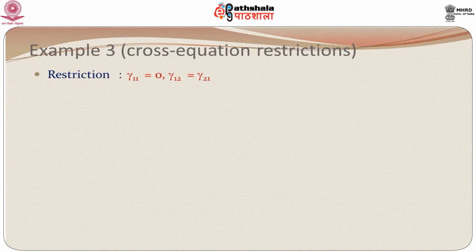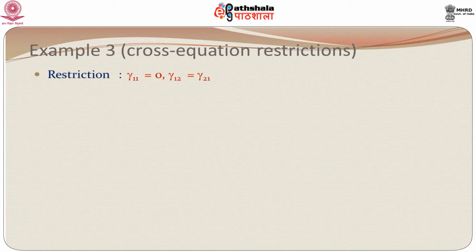Now let us look at a third type of restriction. Remember, the first two types that we looked at right now are, as before, exclusion type of restriction. But this new technique works also for some other type of restriction, and let us look at what is referred to as a cross equation restriction.